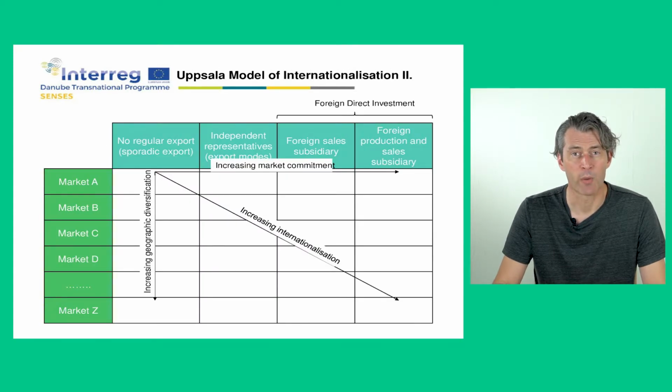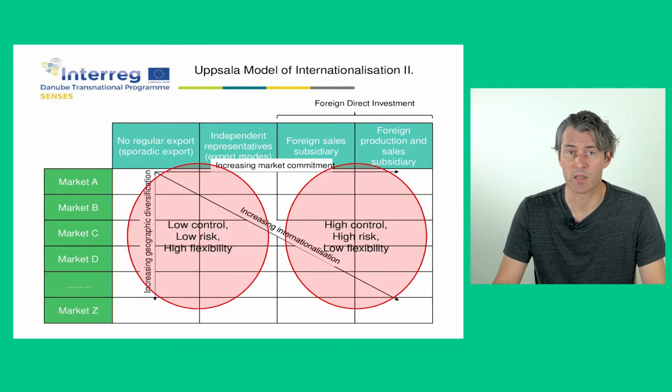The chart shows how increasing market commitment and geographic diversification will lead to increasing internationalization. Increasing market commitment goes through 4 stages. Sporadic export, independent sales representatives, foreign sales subsidiary, and finally, when part or all of the production is happening in a foreign country or countries. Of course, the latter two require direct foreign investment. While in the first 2 stages, there is low control of the business in parallel with low risk and low responsibility. In the last 2 stages, there is significantly more control in parallel with high risk and low flexibility.